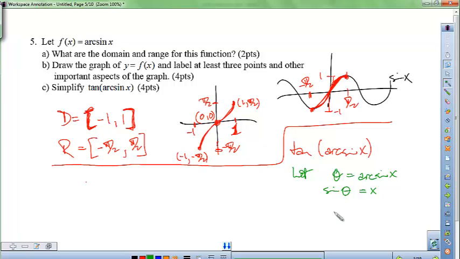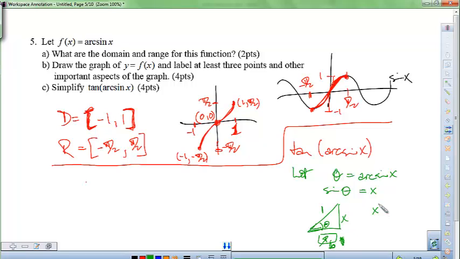Now I think if we use some trig we can take advantage of our triangle. This is the theta that we're looking for, and the sine is the opposite value over the hypotenuse value, so this is x over 1. It would be important for us to figure out what this adjacent side is. Let's figure that out using the Pythagorean theorem. Let's call this adjacent side b.